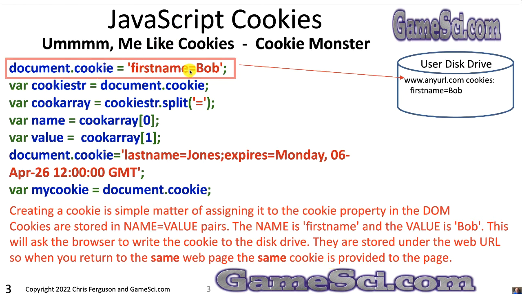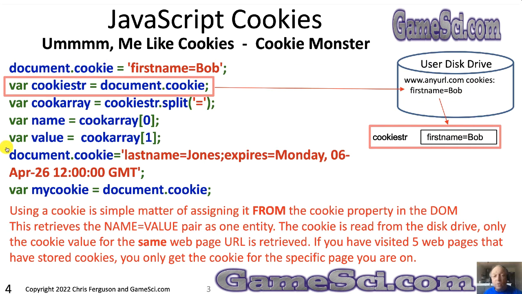So when this line of code executes, we're asking the browser for this URL, save me this cookie, firstname=Bob. When you want to retrieve the cookie, var cookieString = document.cookie. Go back to the DOM and get the cookie. Using a cookie is a simple matter of assigning it from the cookie property in the DOM.